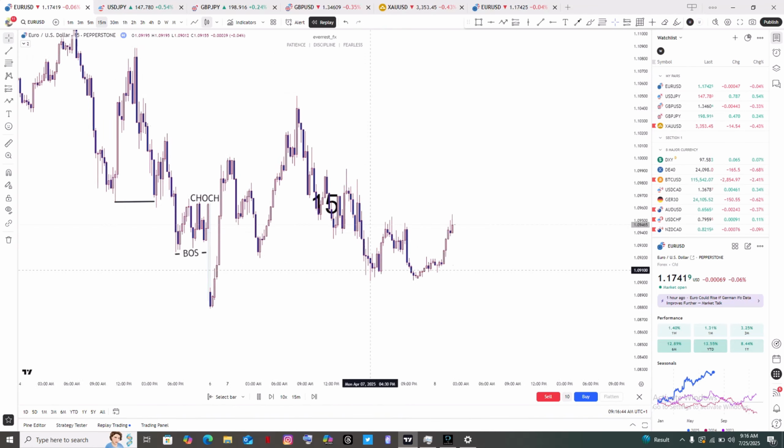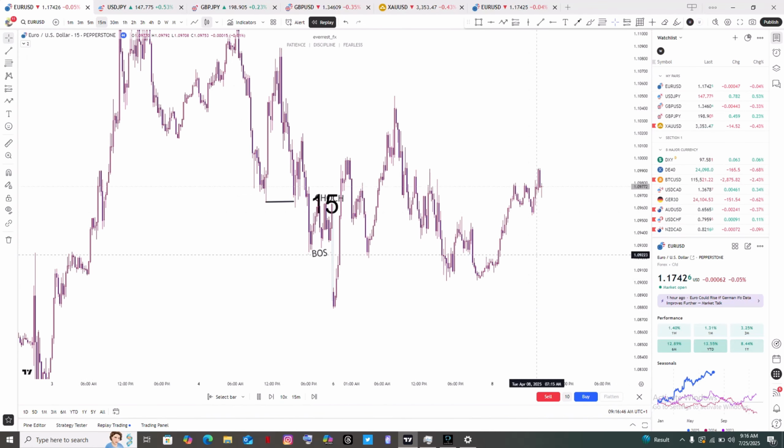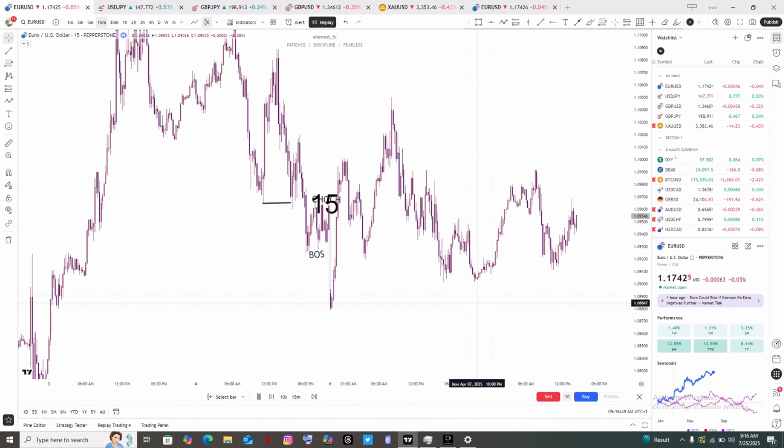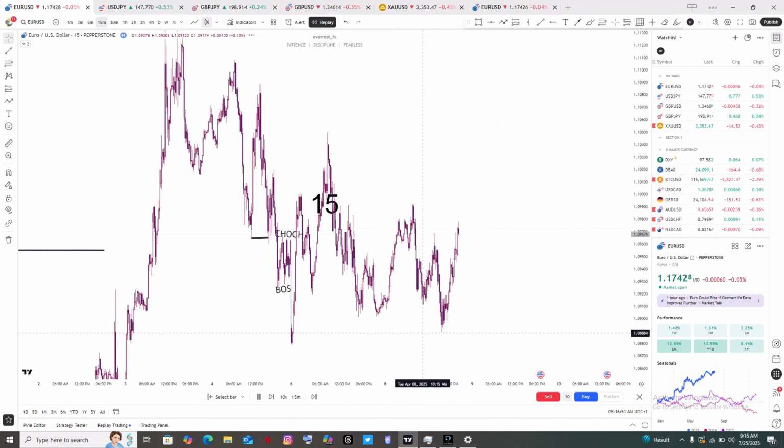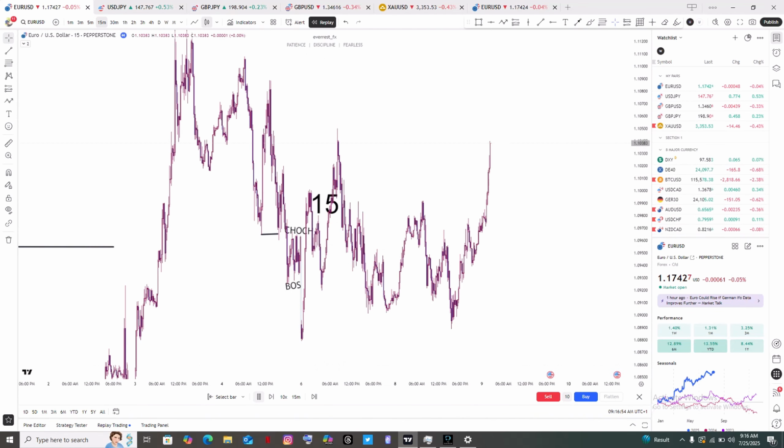Now we know that the market is on an uptrend. What are we going to be doing? We are going to be looking for buys now. Okay, so let's wait for price to do its thing. I hope you guys are seeing it now. Are you seeing it?